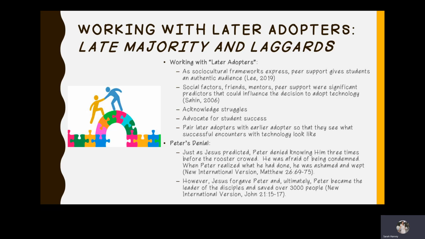So this just goes to show that even in the face of struggles and adversity, people can still be successful, and failure does not define who a person is. This is shown in the fact that Peter became the leader, and he ultimately moved forward and moved past the struggles that he faced, and he was forgiven. And I think that that's really important to apply to later adopters and for them to know and acknowledge that they can still be successful with technology.